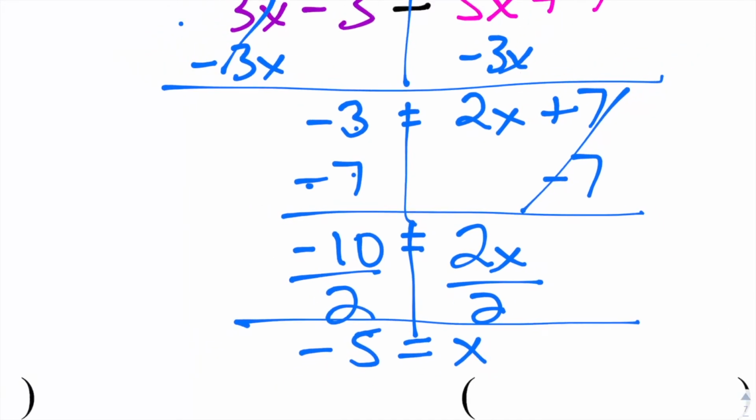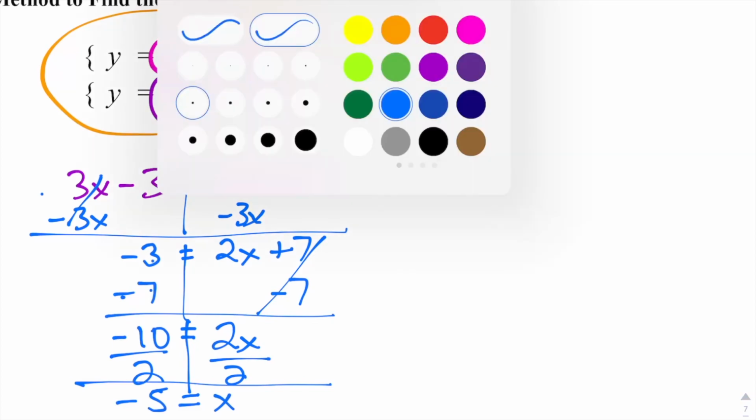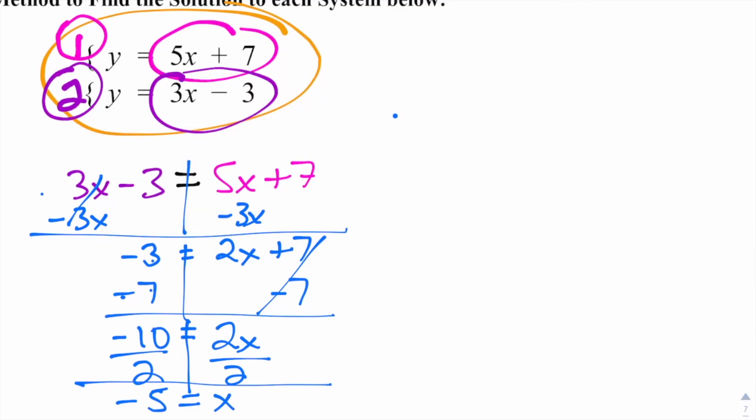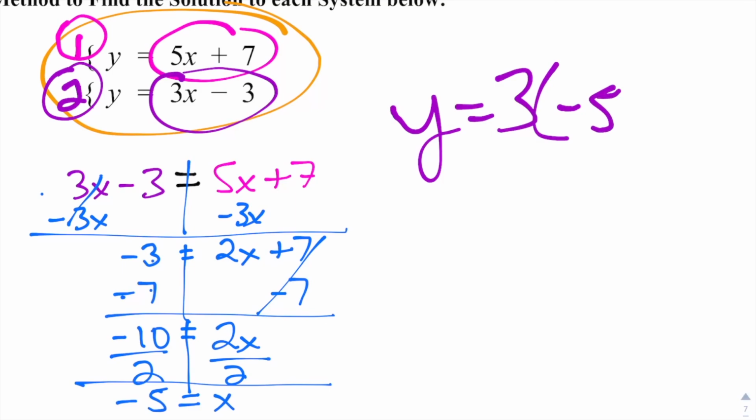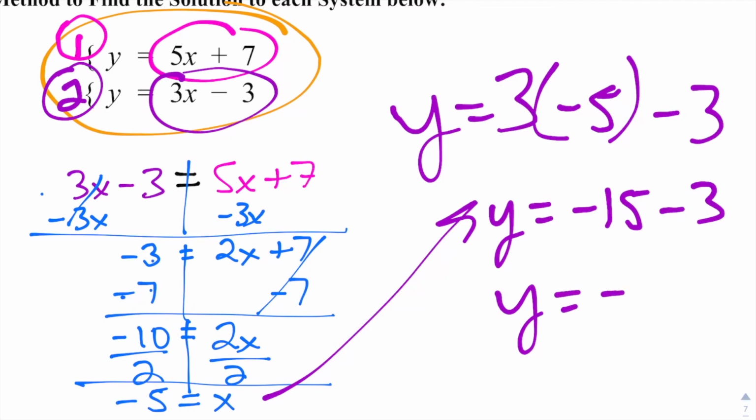I'm going to shrink this down. Now that I have my x value, I just have to choose which of the two equations, 1 or 2, to plug it into. Well, I think I'm going to put it into equation 2 only because the numbers are smaller, so it'll make my multiplication a little easier. So I'm going to have y equals 3 times negative 5, because negative 5 is going in for the x right here, minus 3. Well, that's going to give me y equals, 3 times negative 5 is negative 15, minus 3. So y is going to equal negative 18.